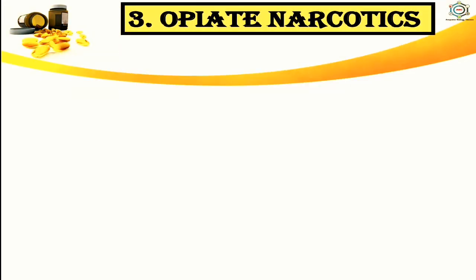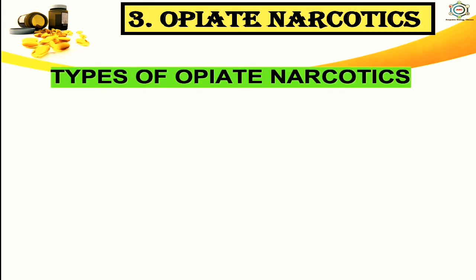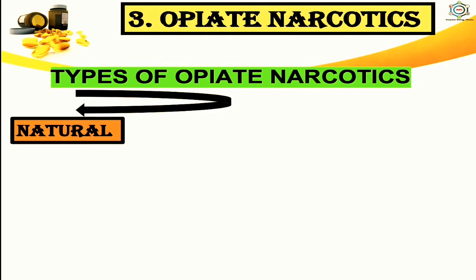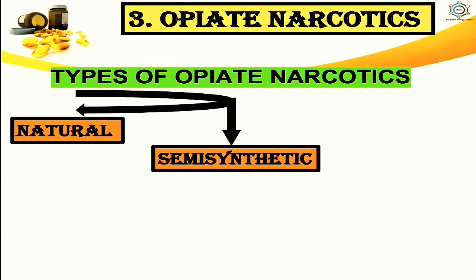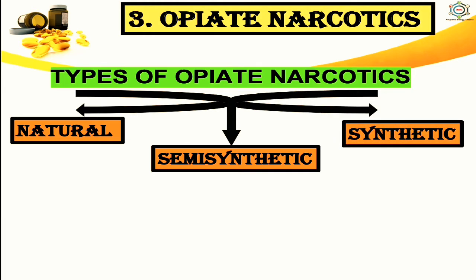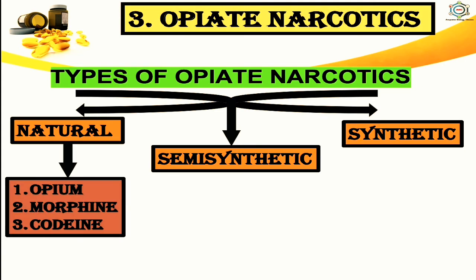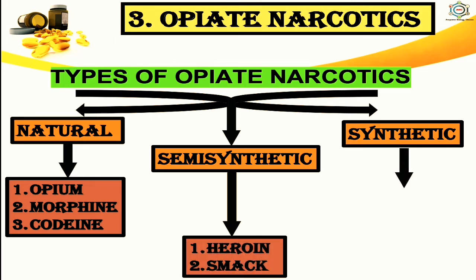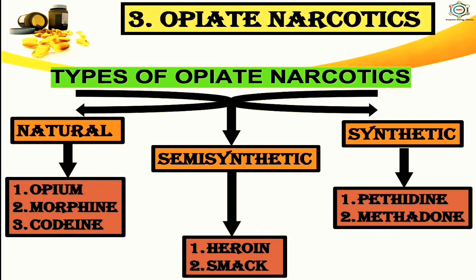Now, after this, the third type is opiate narcotics. So here are the types of opiate narcotics. It is divided into natural, semi-synthetic, and synthetic. In natural, examples are opium, morphine, and codeine. In semi-synthetic, examples are heroin and smack. And in synthetic, examples are pethidine and methadone. So in the next slide we will describe each and every part of the opiate narcotics in detail.